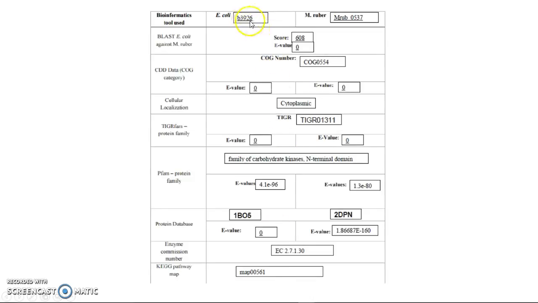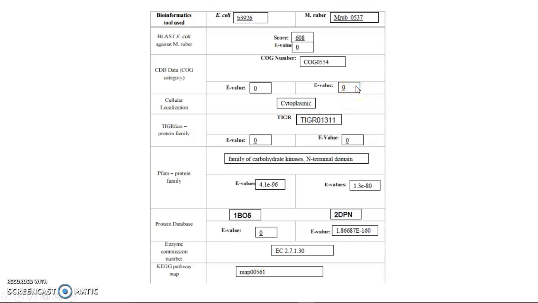As for B3926, which is the paralog for 0537, we actually had an e-value of 0 and a score of 608. Both those hits gave us a COG of 0554, so that was a good indication that they had the same functionality. The e-values compared to those COGs were 0 and 0, so that's also a good sign.